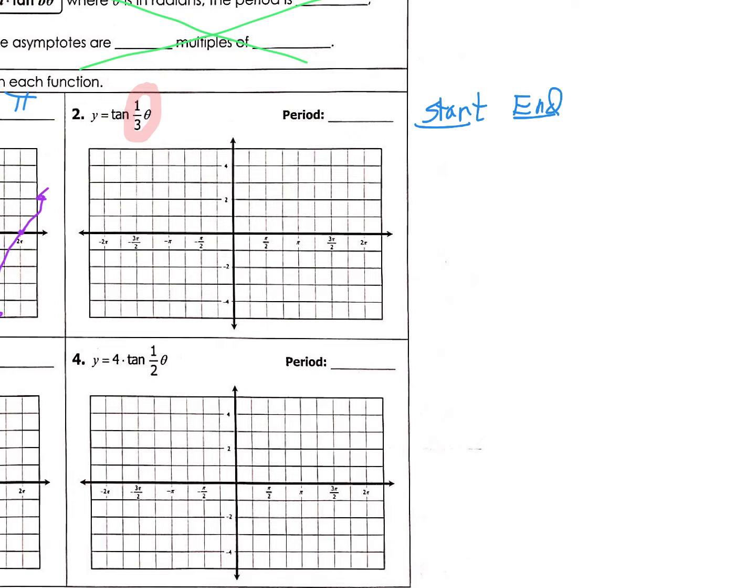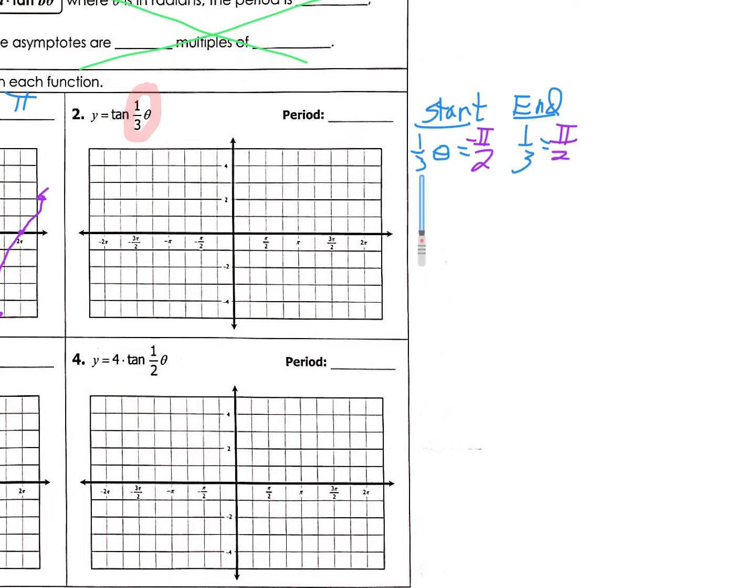Okay, so we're going to take 1/3 theta, and we're going to set it equal to 2 different values. We're going to set it equal to our 2 original asymptotes. And our 2 original asymptotes on the unit circle are -pi/2 and pi/2. So that's what we're going to set them equal to. I probably should have moved these apart just a little bit. Sorry. And then we're going to solve for theta algebraically.